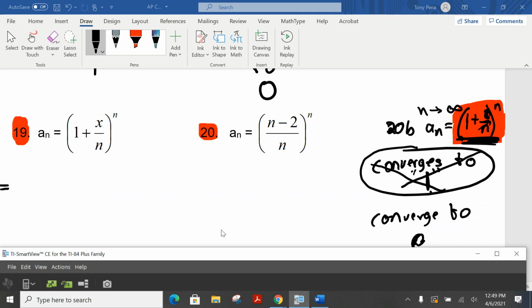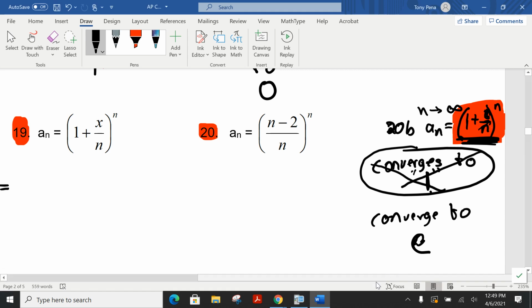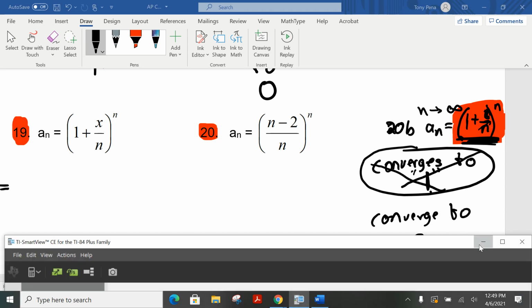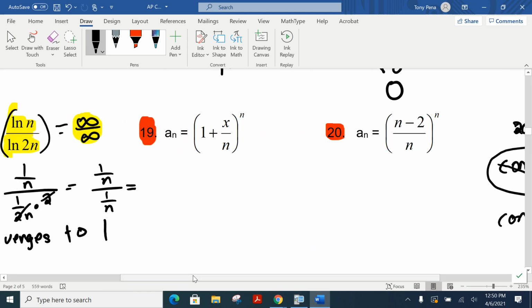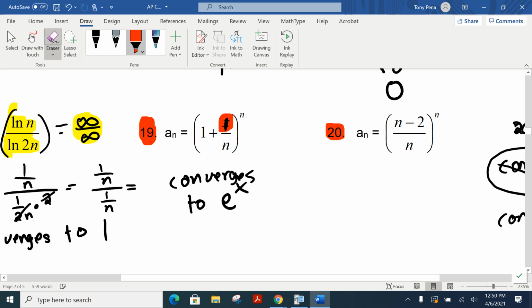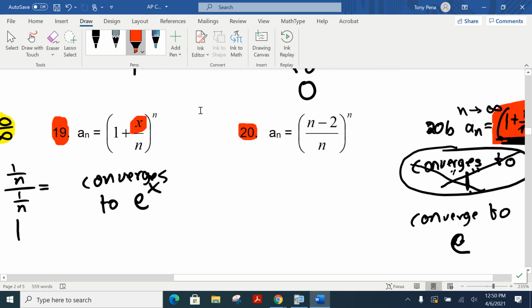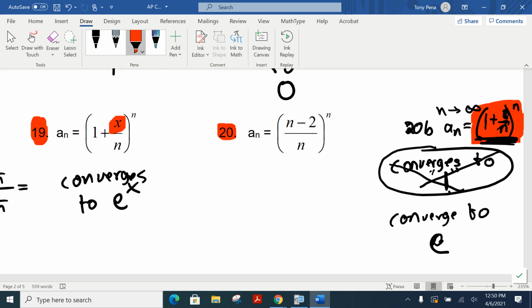Okay. So go back to number 19, because now we can talk about 19 a little bit better. That should look very, very similar to the one that we just did. Instead of a 1 right here, I have an x. What that means is this would converge to e to the x. So whatever the numerator of this is, in this case it's an x, that's the exponent for your e. The one that we did before, the exponent was a 1. Okay. So that's why the exponent was a 1 over here.